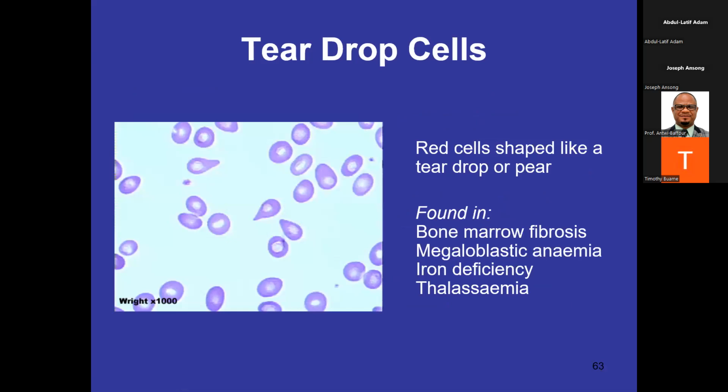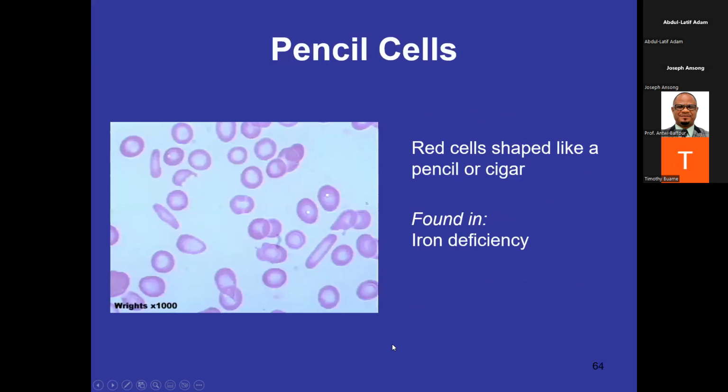Then you have the teardrops, red cells shaped like a teardrop or a pear. They are found in bone marrow fibrosis, megaloblastic anemia, and iron deficiency anemia. And then we have pencil cells, where the red cells are shaped like a pencil or cigar. We have 1, 2, and 3. This is found in iron deficiency.